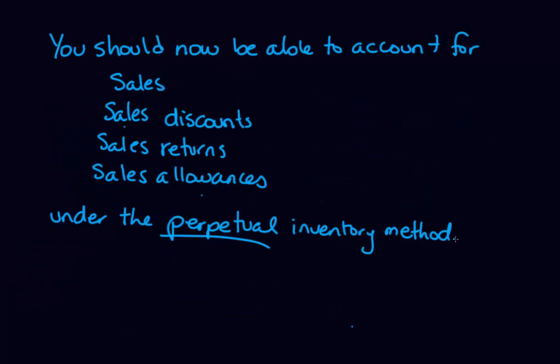So now that you've watched this video, you should now be able to account for sales, sales discounts, sales returns and allowances under the perpetual inventory method.